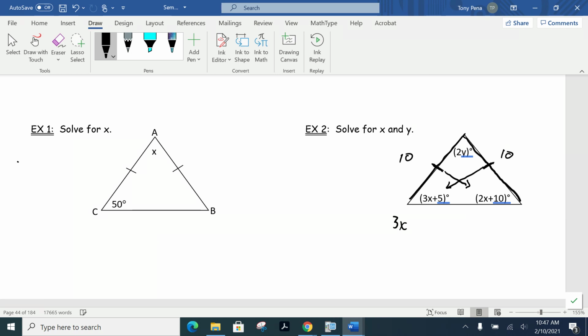So this little 3x plus 5, that angle has to equal the angle that's defined by 2x plus 10. And then that's our equation that we can use to solve for x and then also solve for y. So if I now solve this equation, we're going to subtract this 2x over. Subtract your 5 over, and what we find is that our x is 5. Okay, so that's one of them.